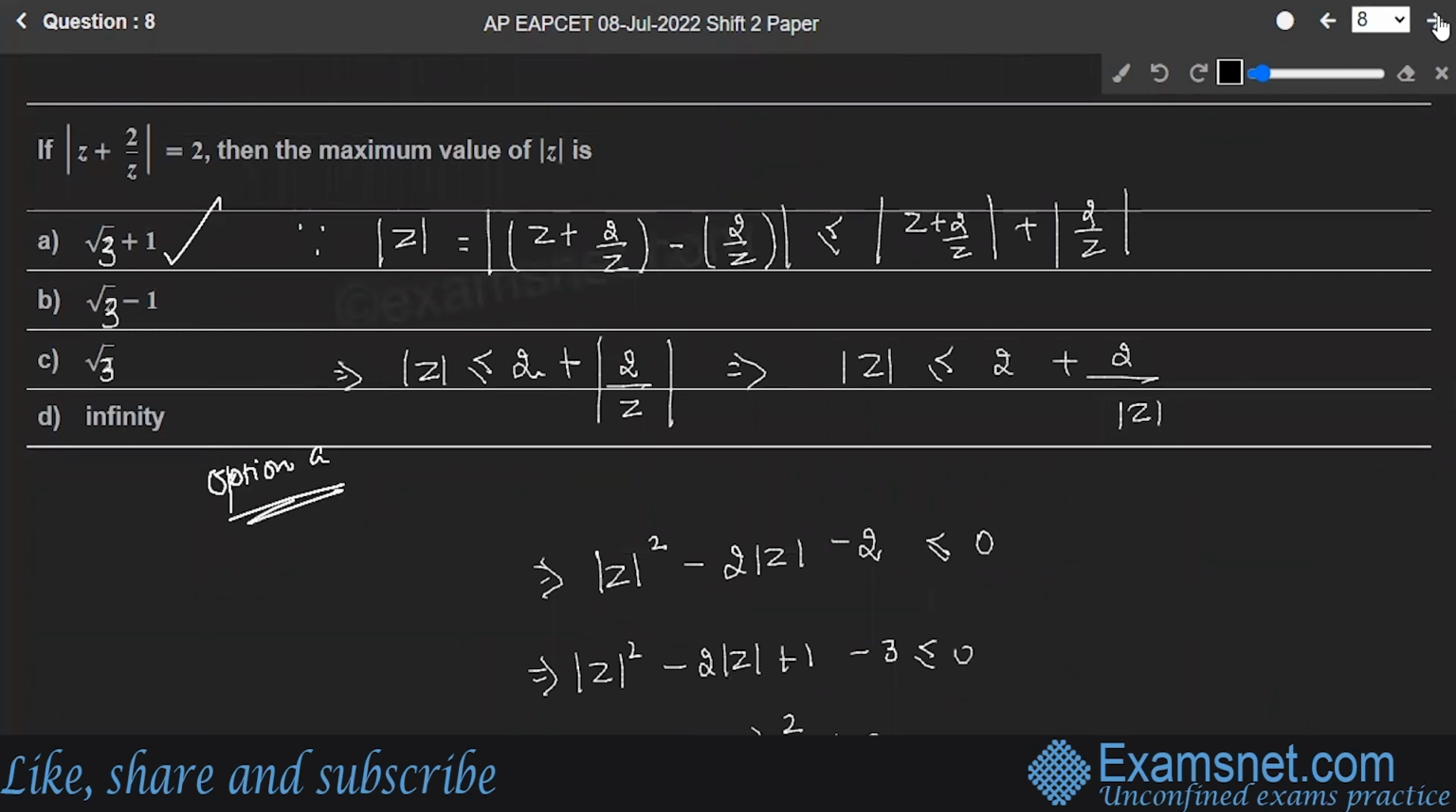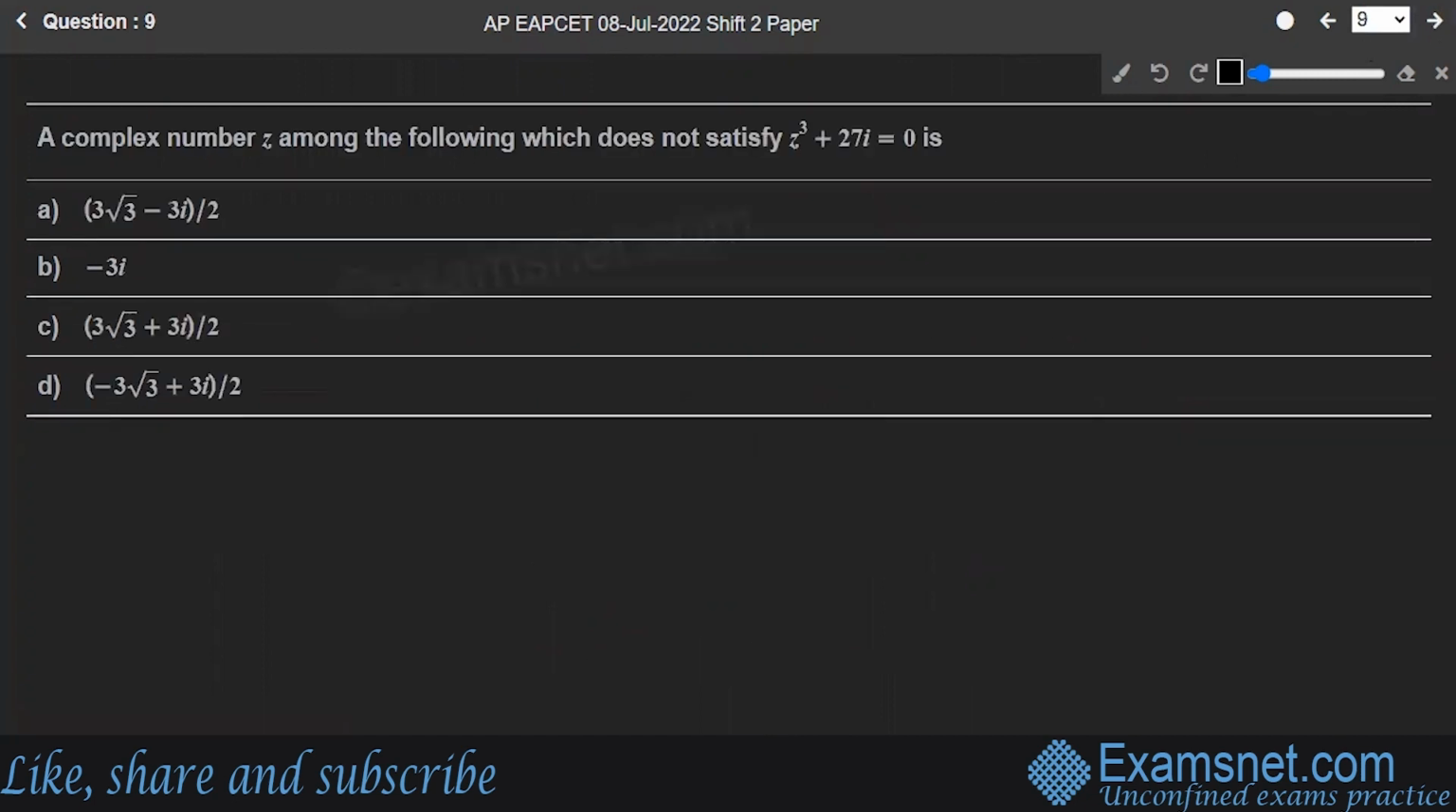Right? Clear? Next is question number 9. So a complex number Z among the following which does not satisfy this equation is, all right. So you are given the equation Z cube plus 27I is equal to 0. This can be written as Z cube minus 3I cube, iota cube, is equal to 0. Iota square is equal to minus 1. So I can write down 27 iota as minus 3 iota cube.